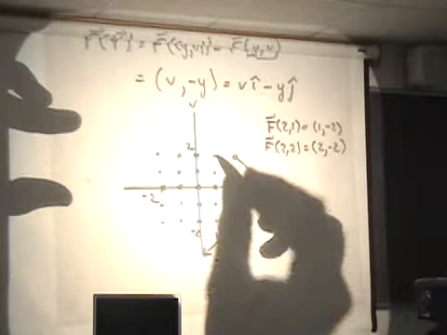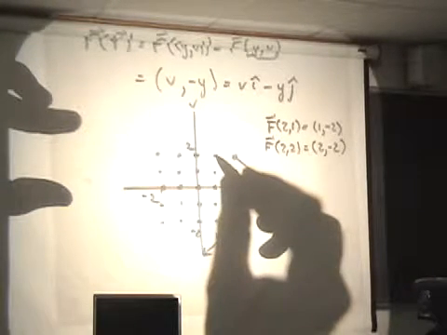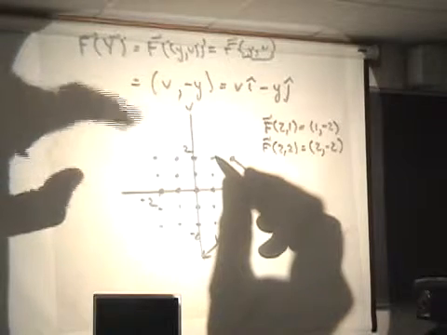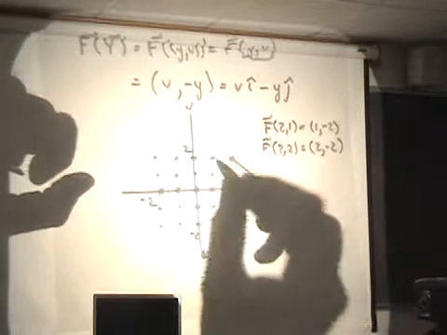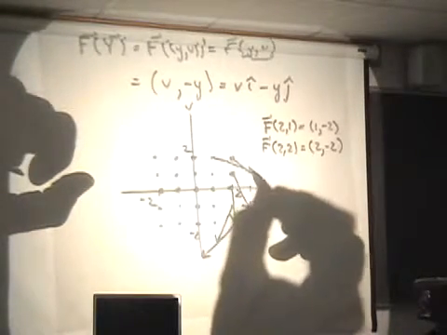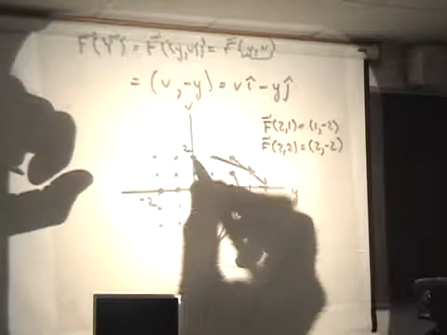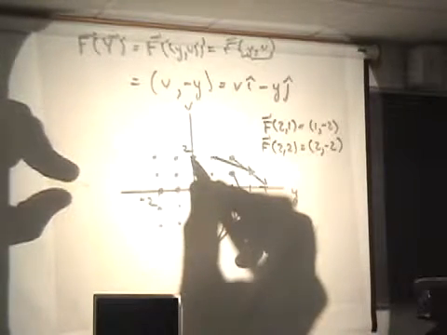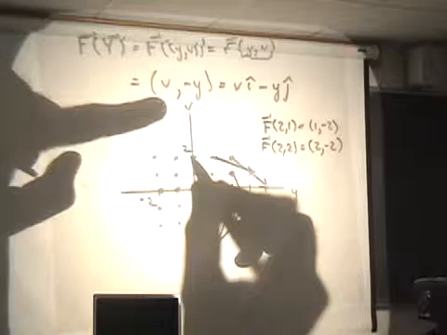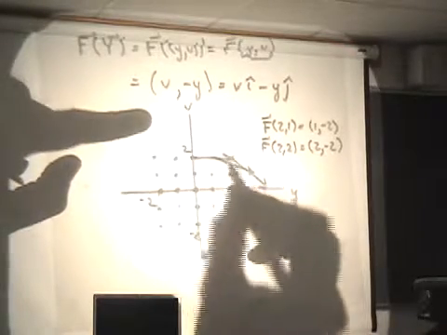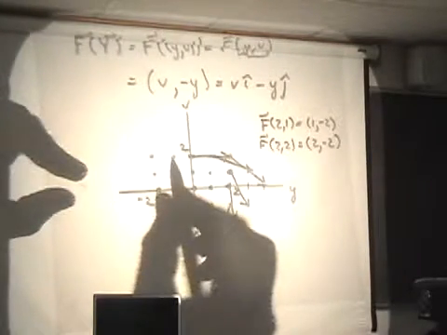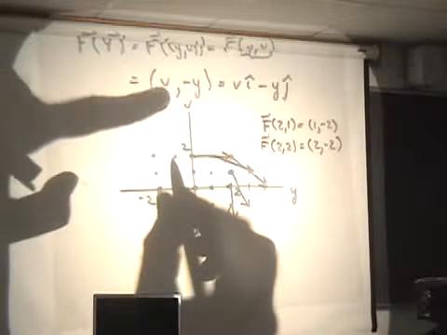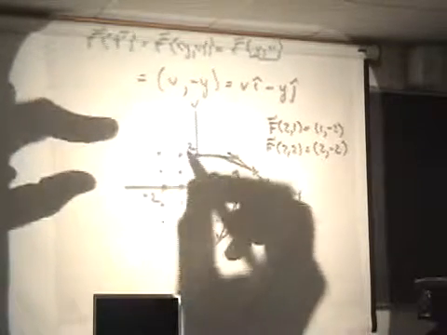Let's go back up here. y is 1, v is 2. I get an output of (2, -1). That's going to be a vector about like this. This point, y is 0, v is 2. (2, 0) is my output. y is -1, v is 2. (2, +1) is my output.